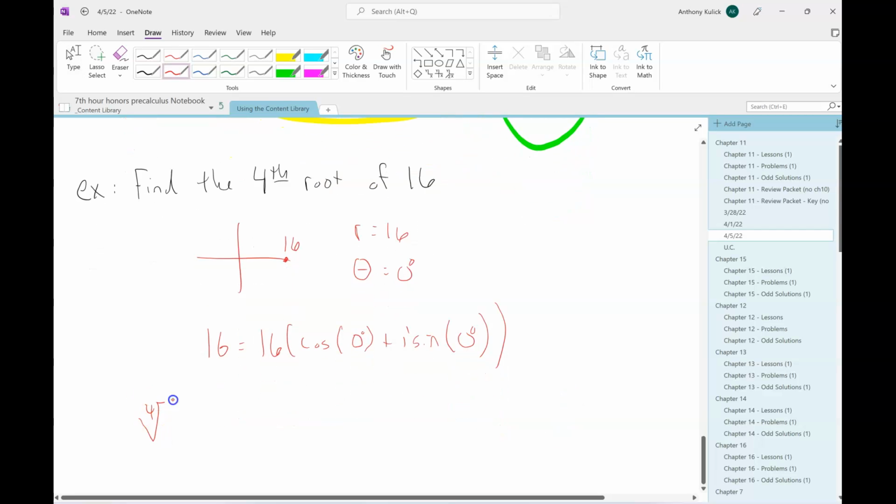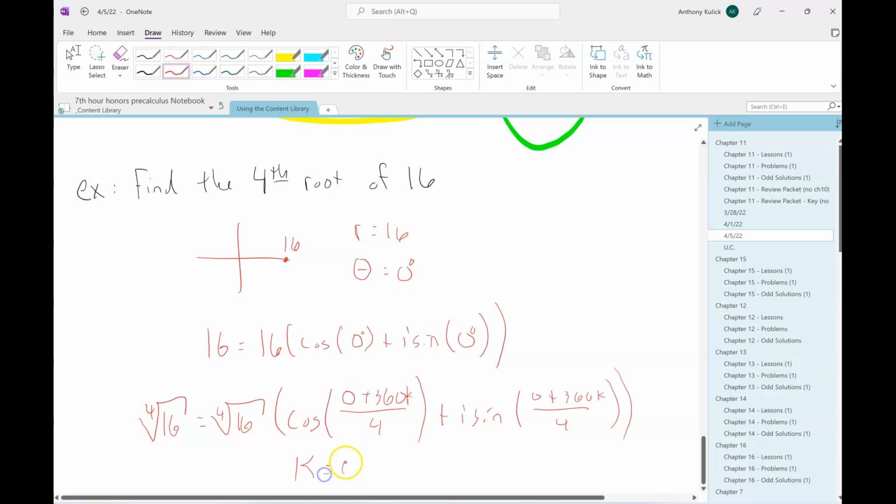So the 4th root of 16 is going to be the 4th root of 16 times cosine of 0 plus 360k over 4 plus i sine 0 plus 360k over 4, where k equals 0, 1, 2, and 3. Everybody's cool with how I filled in my formula?